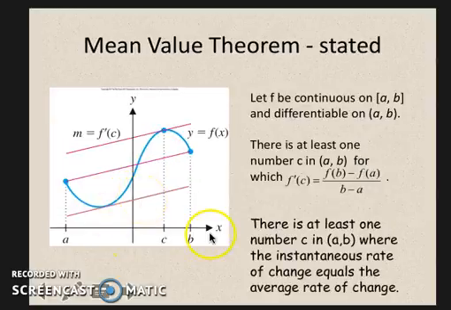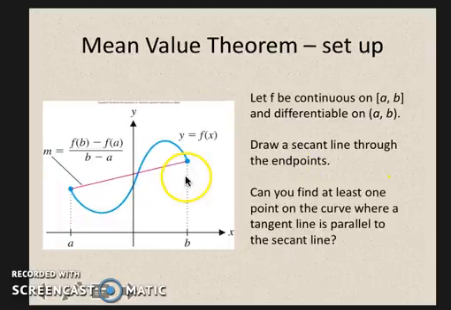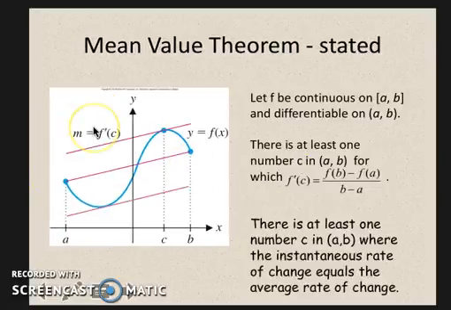So yes, there is at least one number, or point c in (a, b), for which the derivative at c equals this, the slope of the secant line. That means the slope of the tangent line is the same as the slope of the secant line, or you can say the instantaneous rate of change is exactly the same as the average rate of change.